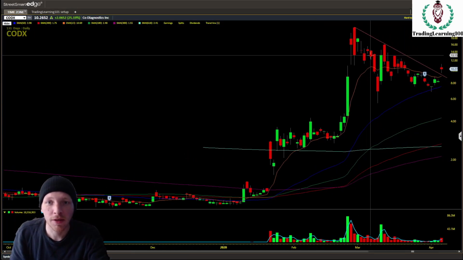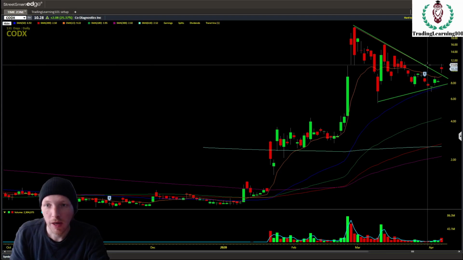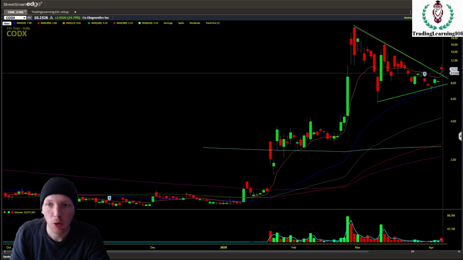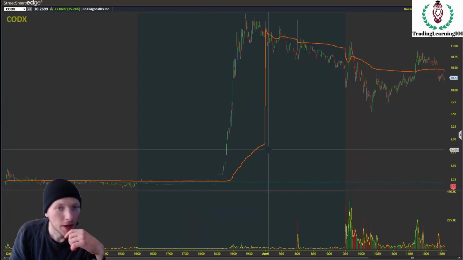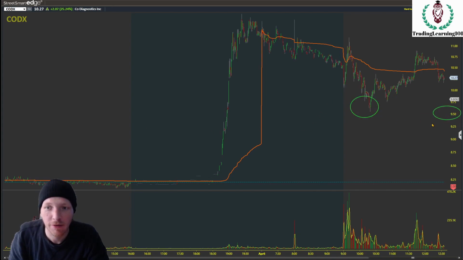This is the daily, just connecting the lower highs right here. The stock gapped up over, squeezing up, and if we go to where it broke out through this, it's about $9.50, $10. Then if we go back to the intraday chart, where did the stock pull back to? Right here at this 9.50 area.